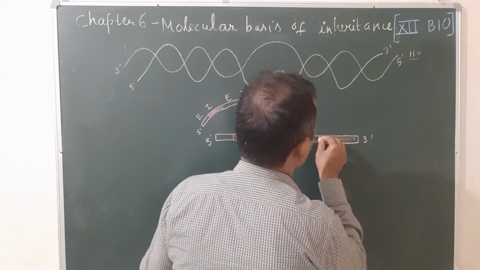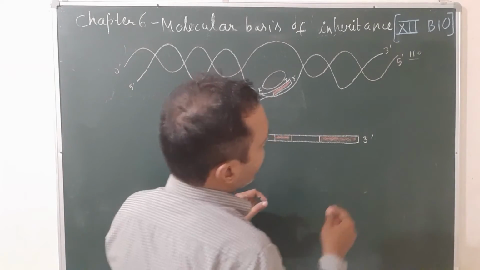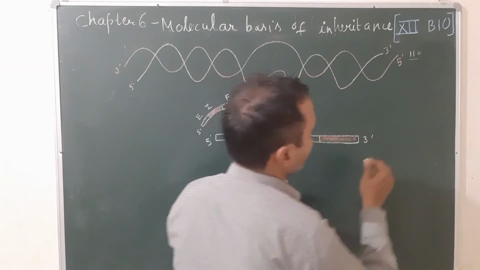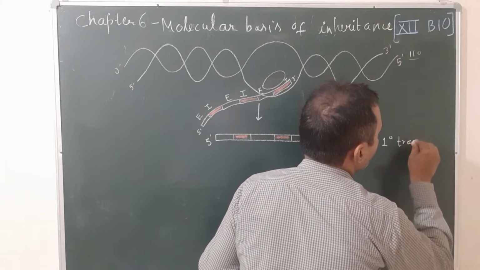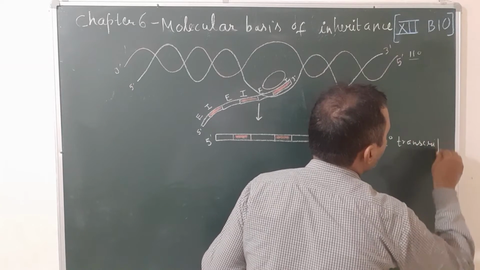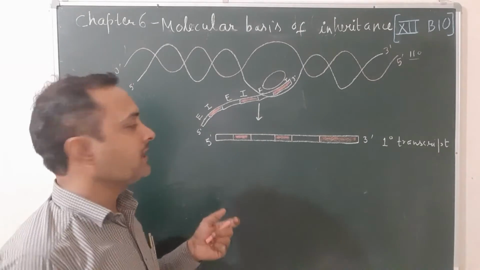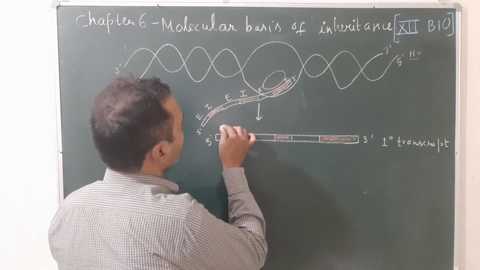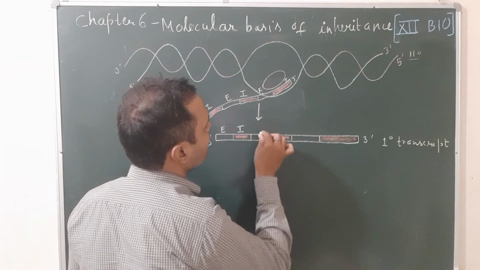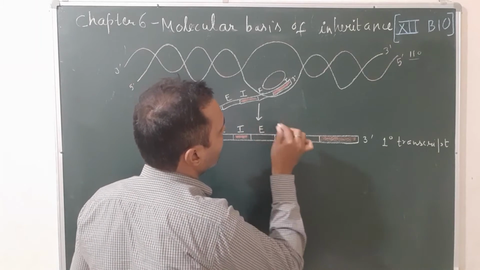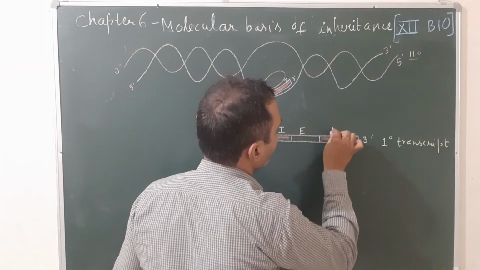In case of eukaryotic mRNA, this mRNA synthesized is known as the primary transcript. What is the primary transcript? The RNA synthesized after the transcription is known as the primary transcript. And this is the exon region, that is the coding region. This is the intron region. Again, this is the exon region, again this is the intron. This is again exon, and this is the intron.